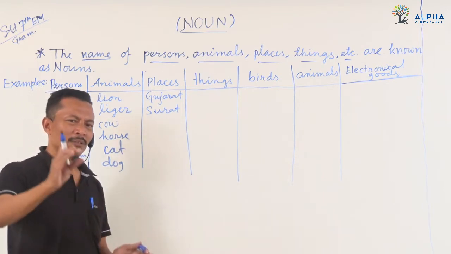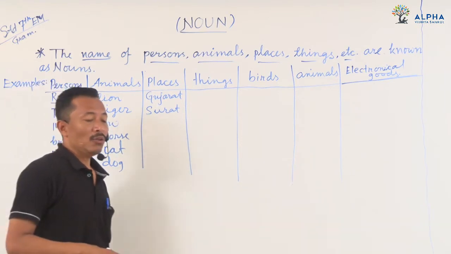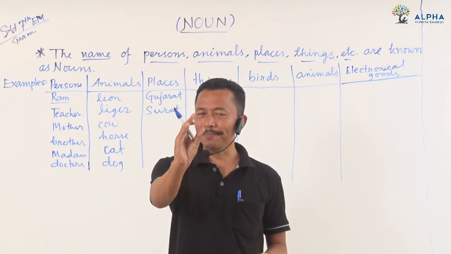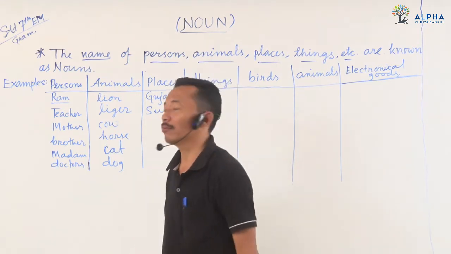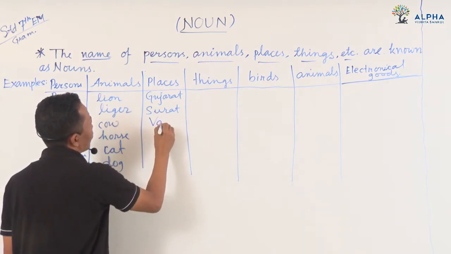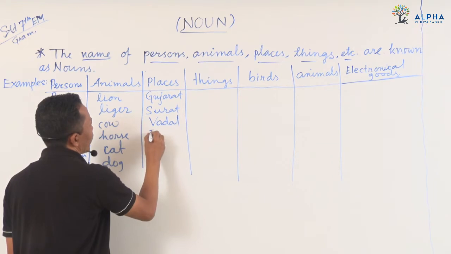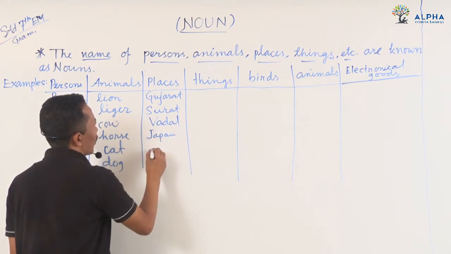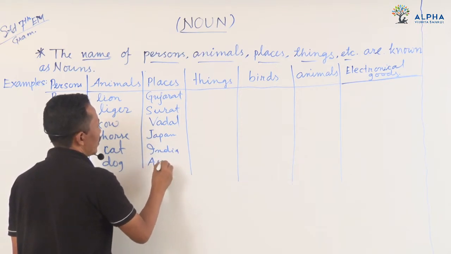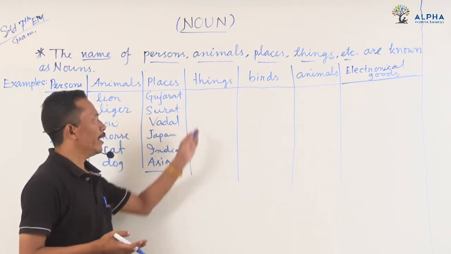Any small village, this small village also noun. Big also noun, small also noun. Because there is no difference whether it is big or small. If something has a name, then that is noun. Okay? And if I say here the small village Vadal, it is a noun. And if I say Japan, it's noun. If I say all over India, India, noun. If I say a continent, Asia, noun. Small or big, noun.